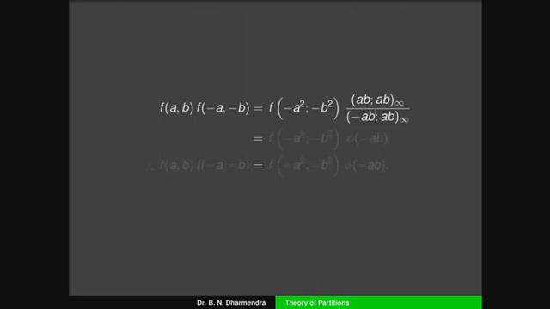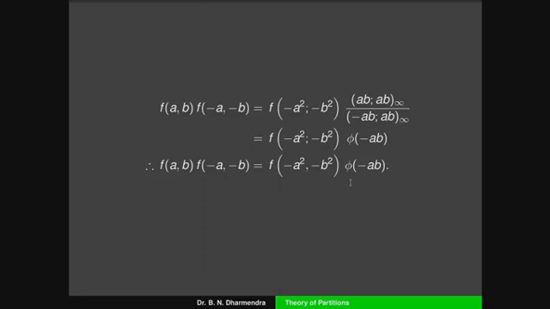Now that is in terms of phi of minus ab. Phi of minus q can be written as q infinity divided by minus q infinity. We have to replace q by ab, that can be written as ab infinity divided by minus ab infinity. Hence the term is f of minus a square minus b square into phi of minus ab. Hence f of ab, f of minus a minus b is equal to f of minus a square minus b square into phi of minus ab. So hence that is the fourth result.